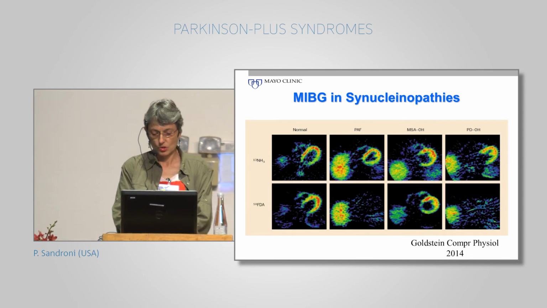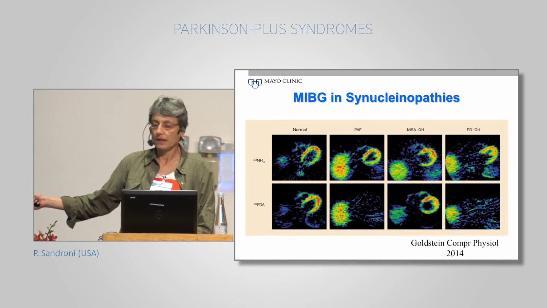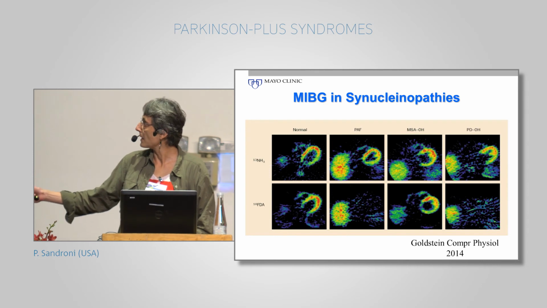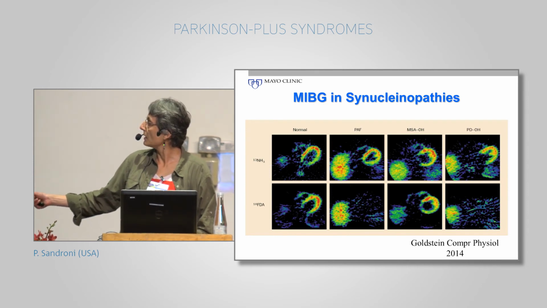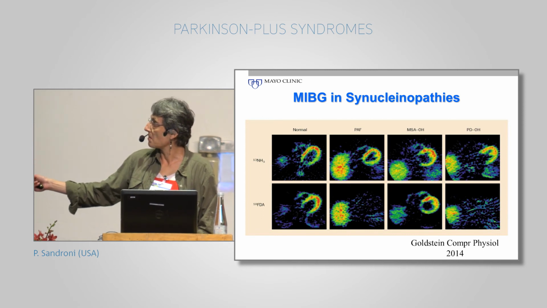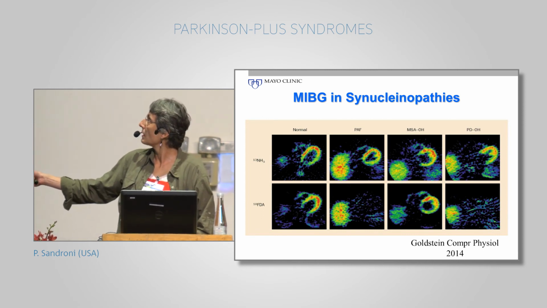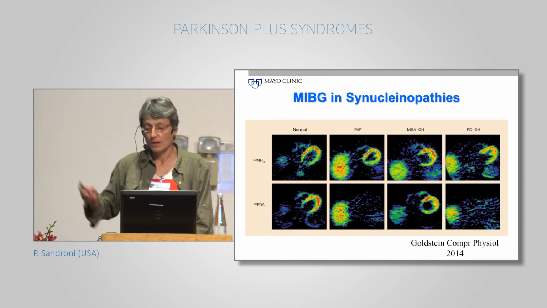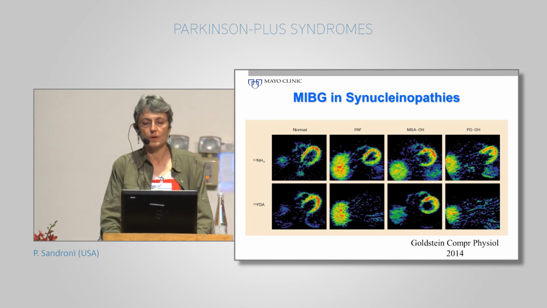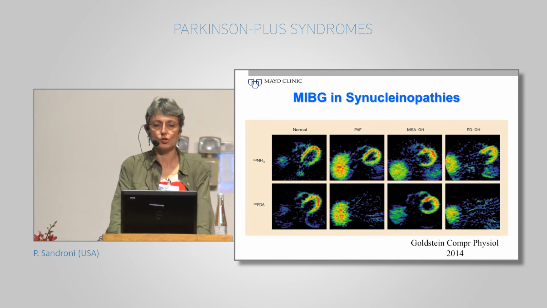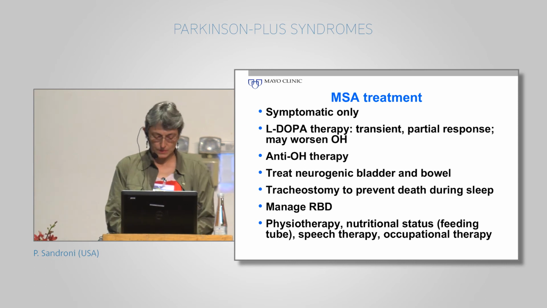This is just an image of a patient cardiac scan, normal patient, pure autonomic failure. Again, you lose the image in the heart. Multiple system atrophy, the image is normal. Parkinson disease, the heart disappears. Again, postganglionic pathology.